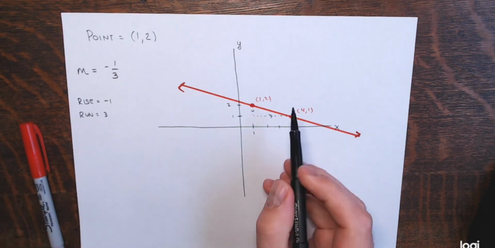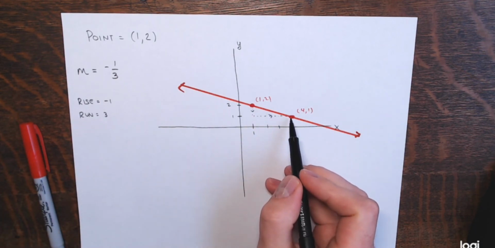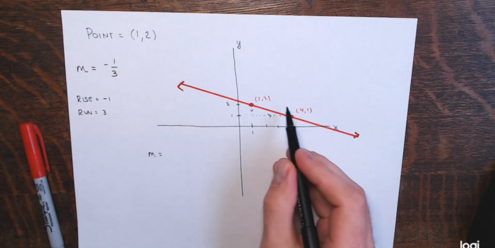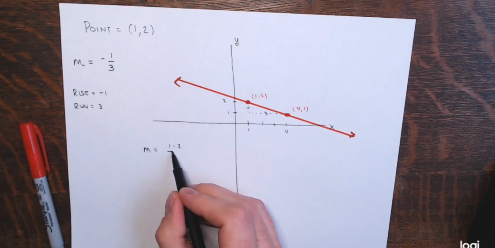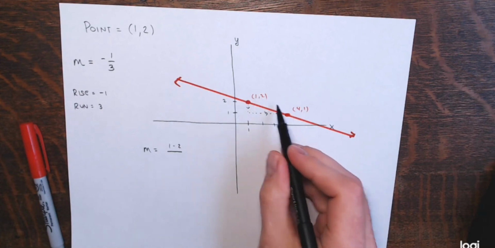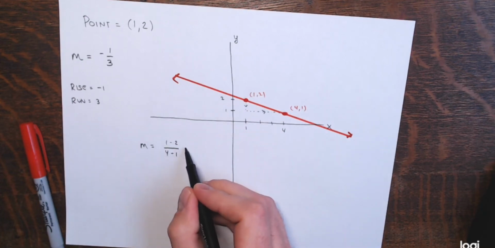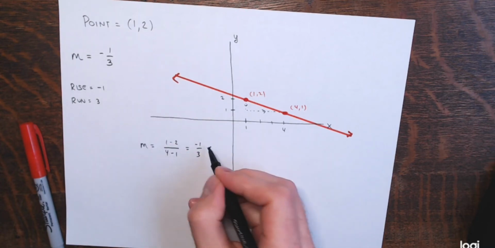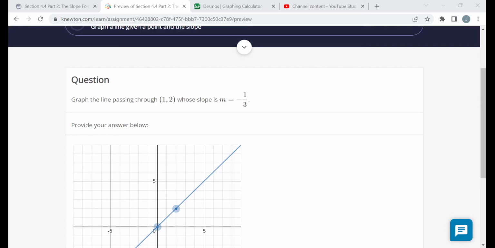And again, you can double check, do the slope formula. Slope equals take, say, 1 minus 2 for the numerator, the change in the y coordinates, and then do the change in the x coordinates in the same order, 4 minus 1. This is negative 1/3, right, like they told us. So that checks out. This is a good graph of that line.